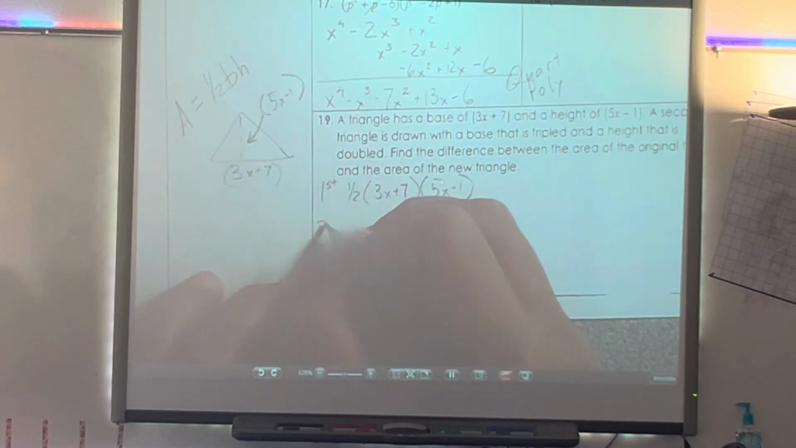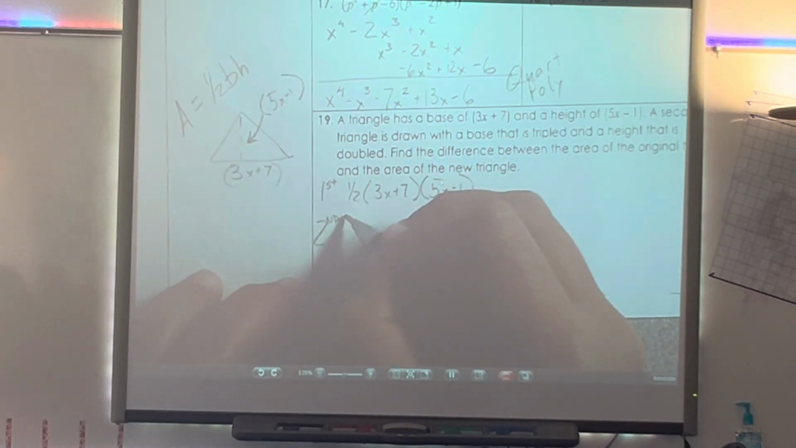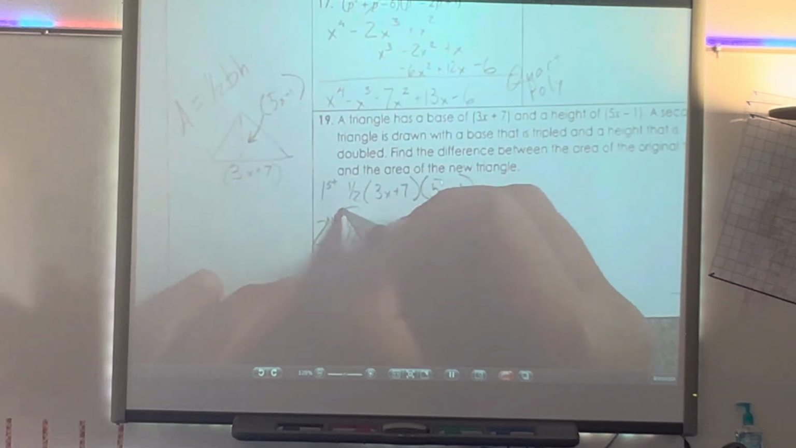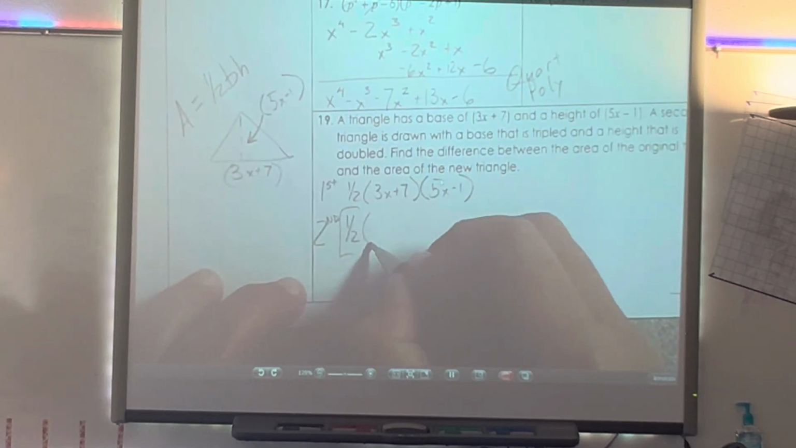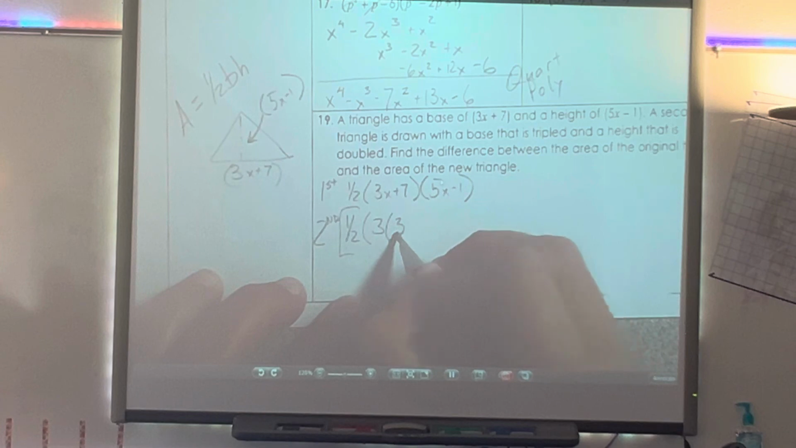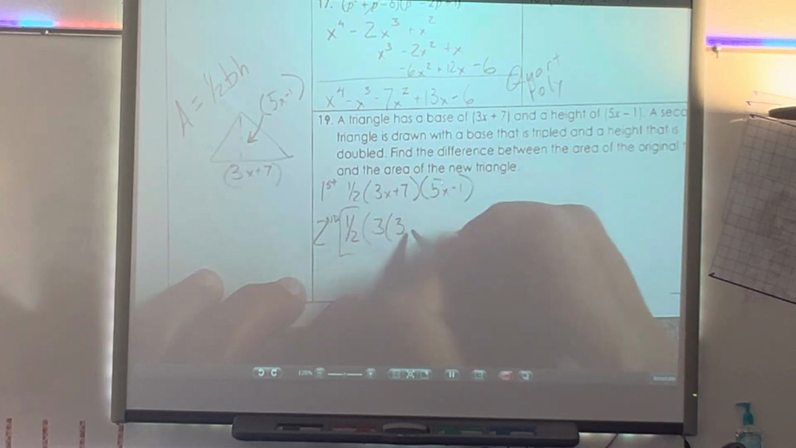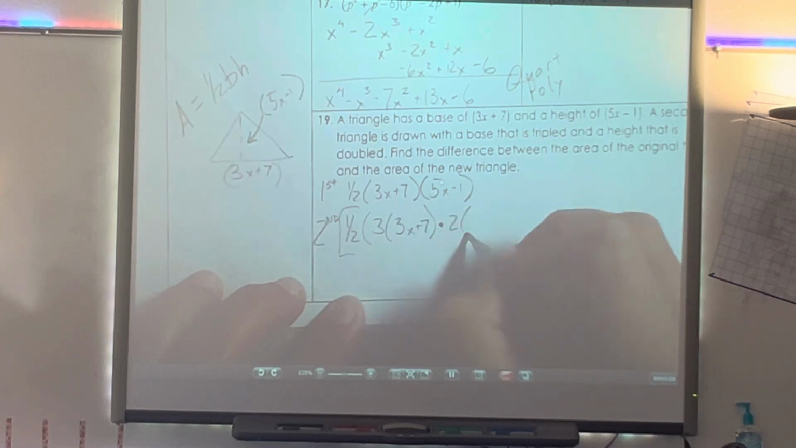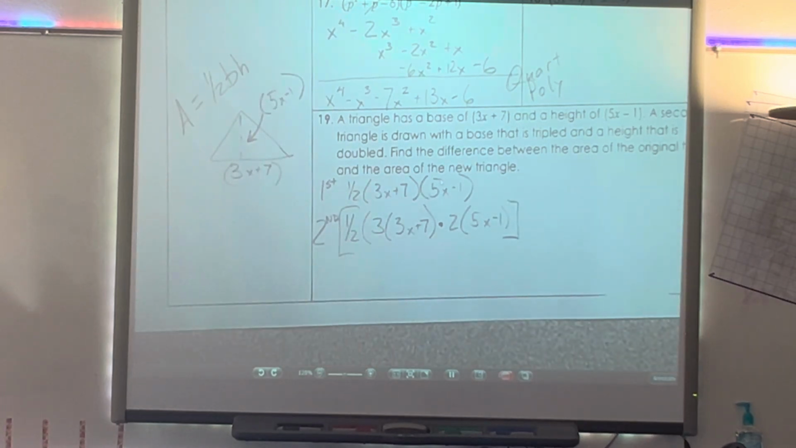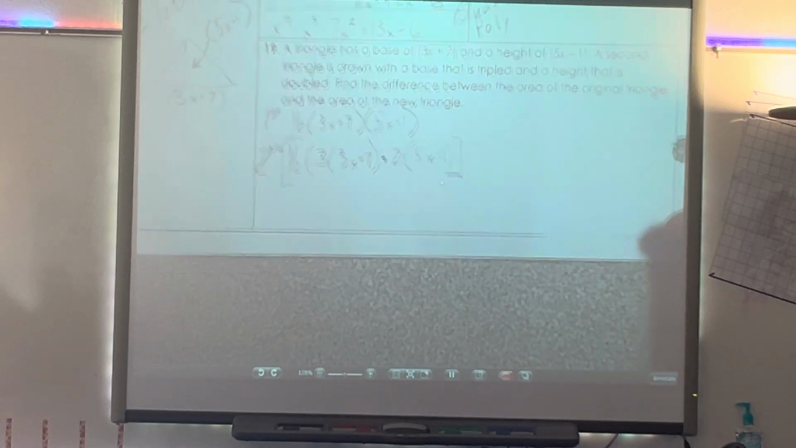If I did my second, then I'm going to have this 1/2 times 3. I've got like a double parentheses here because it's 3 times the base, right? 3x plus 7, and then that's going to be multiplied times double the height, 5x minus 1. So it looks something like that, right? Y'all okay there?